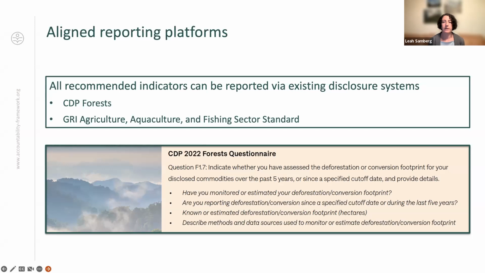For example, new indicators on deforestation and conversion and DCF volumes have been added to these methodologies over the past year. There's an example here of a question in this year's CDP Forest Questionnaire, asking whether a company has monitored and assessed the deforestation footprint of their products. And we have similar questions added into the new GRI standard. So that's a really quick overview of the work we're doing to provide as much detailed guidance as we can to support consistent and standardized accounting and reporting related to no deforestation and no conversion commitments.